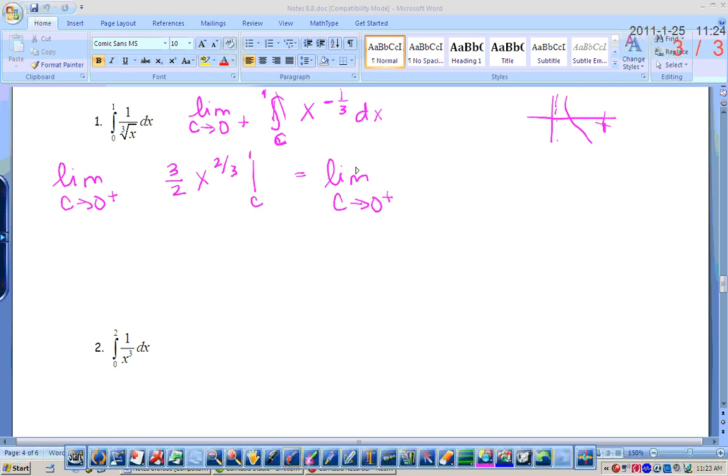Okay, so plug in my 1 for x, and I get 3/2, minus plug in my c, and I get 3/2 c to the 2/3. Okay, so as c approaches 0, what does 3/2 c to the 2/3 approach? 0. So 3/2 minus 0 is 3/2.